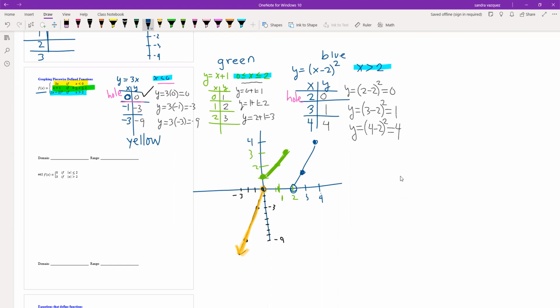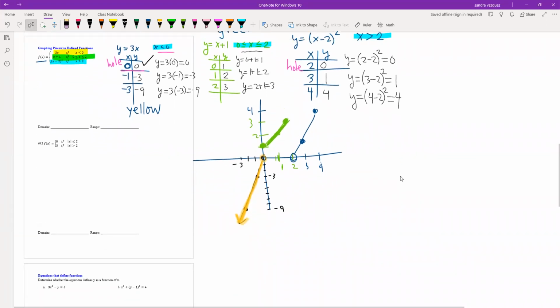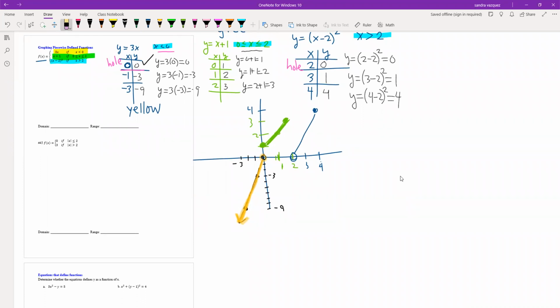Something's wrong with my last one. So let me go ahead and fix it. Okay. I think I graphed the last one wrong. So let me go ahead and erase it. Let me just make sure that I'm doing it right.